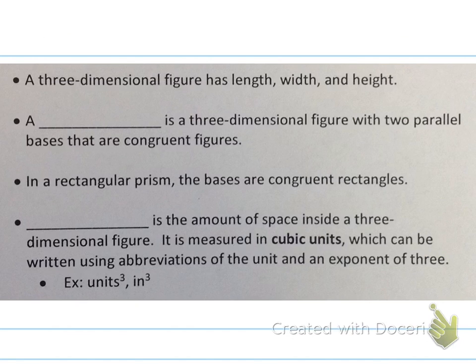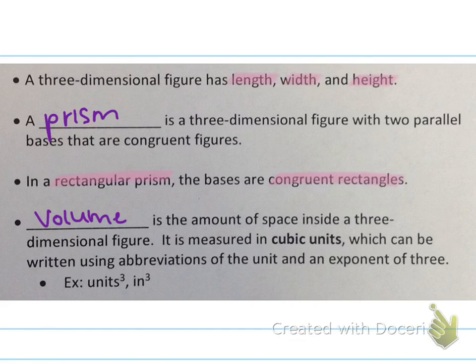A three-dimensional figure has length, width, and height. A prism is a three-dimensional figure with two parallel bases that are congruent figures. In a rectangular prism, which is what we're working with today, the bases are congruent rectangles.